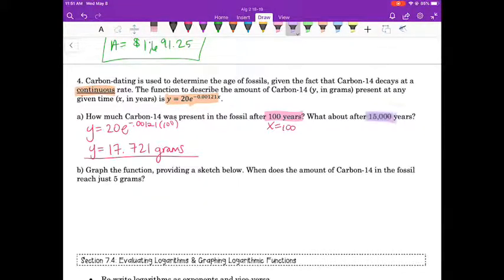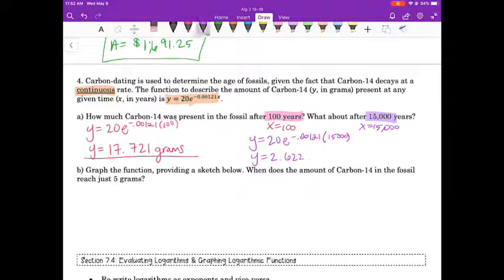Well, if we're talking about fossils, we have to consider what happens after 15,000 years. So when we plug in x equals 15,000, we are going to get a number that's super small because we have exponential decay. So 0.00121 times 15,000. Sure enough, our calculator spits it out using that E function, like capital E. So we have 2.622, and then it tells us E negative 7.